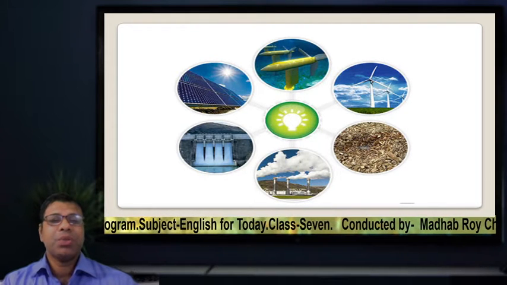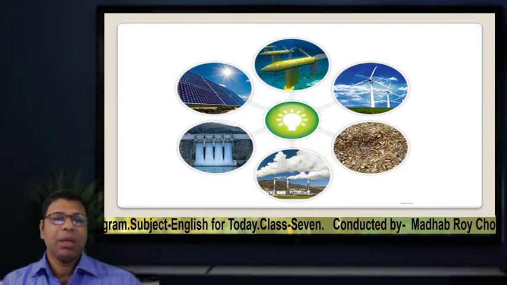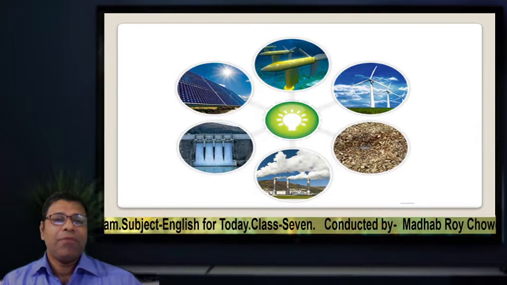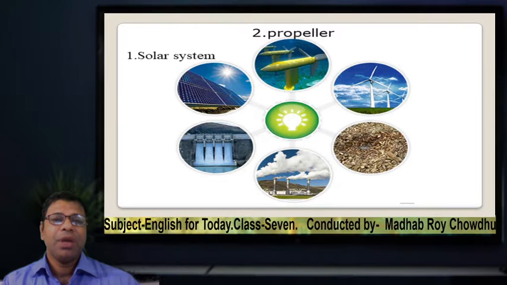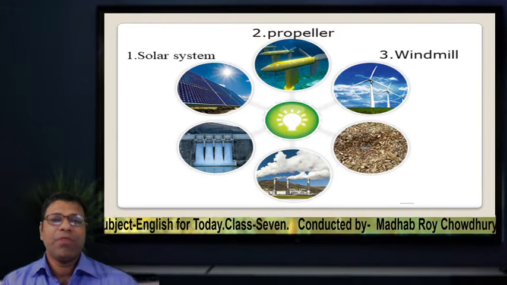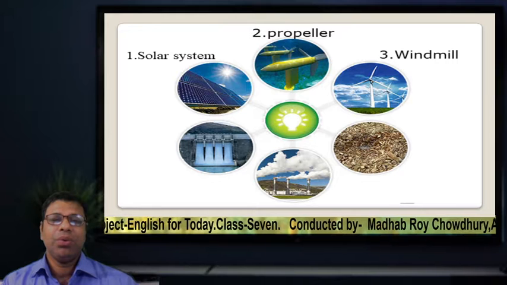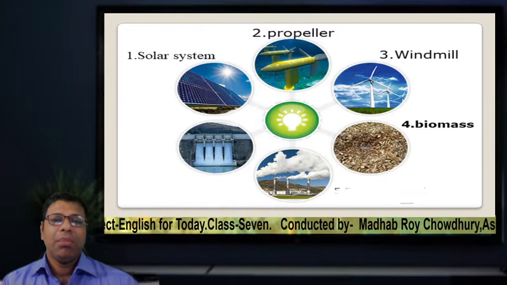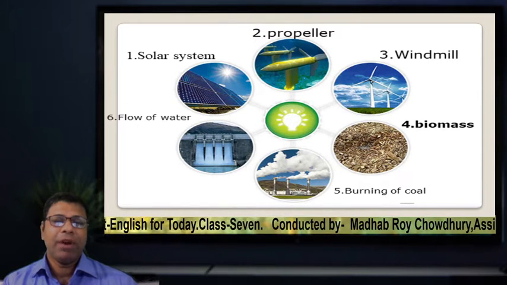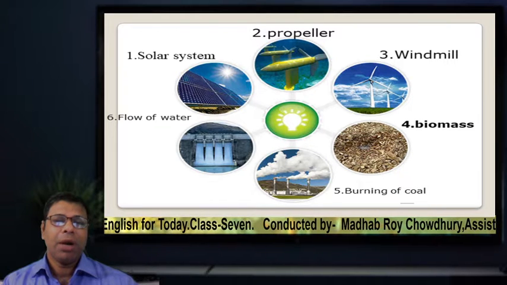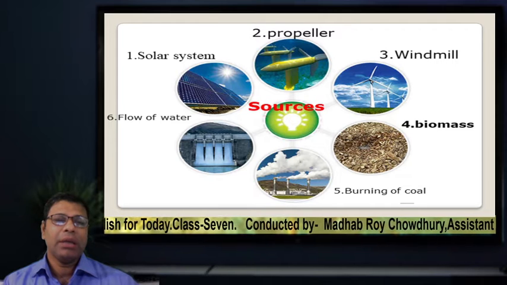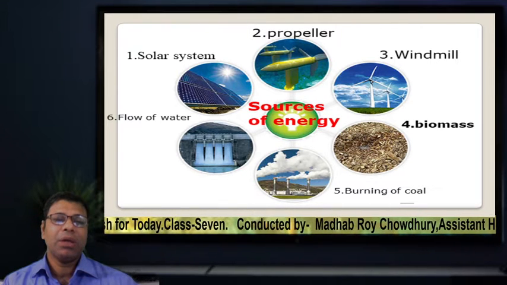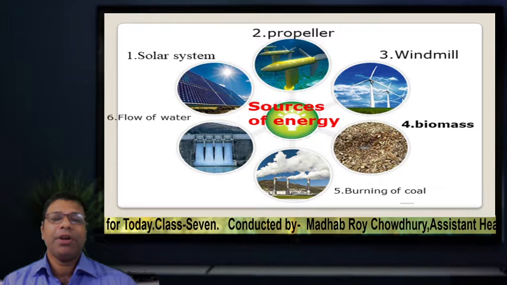Look at the pictures. What can you see in the pictures? I think the first one is the solar system. This is called a propeller. You see windmill, biomass, burning of coal, flow of water, and all these are what sources of energy.